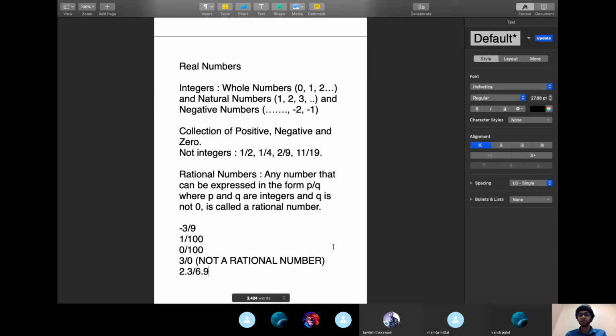Also, this is not a rational number. At this point of time, it is not a rational number, but then we can simplify it to be 1 by 3. But let us say this was 2.3 by 6.8. This is not a rational number because 2.3 is not an integer and 6.8 is also not an integer. Remember, both P and Q are integers and Q is not 0. Then it is called a rational number.